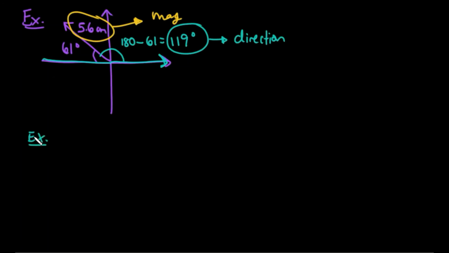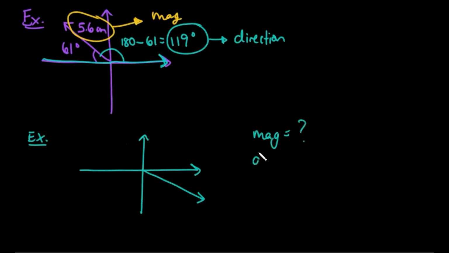Now I want you to try this yourself. I'm going to give you a Cartesian plane with a vector on it, and I want you to tell me what is the magnitude and what is the direction. So we have this vector right here, and it is 75 newtons, and we know that this angle in here is 27 degrees. So take some time, pause the video here, try this out.